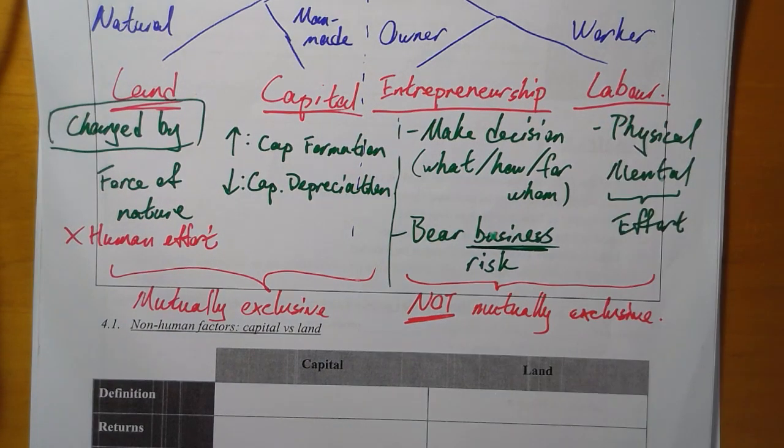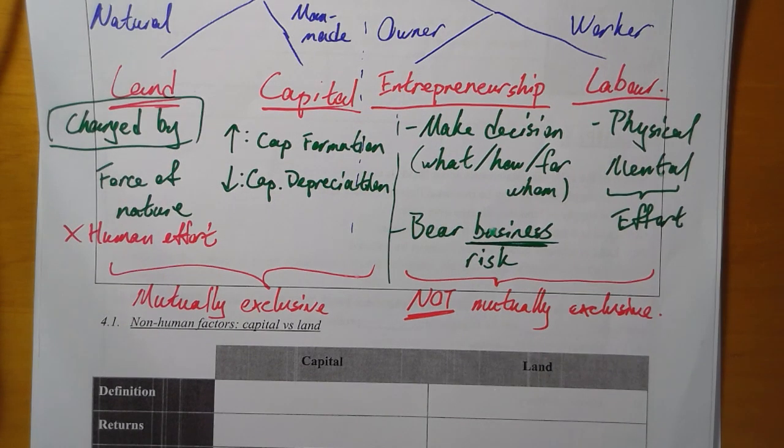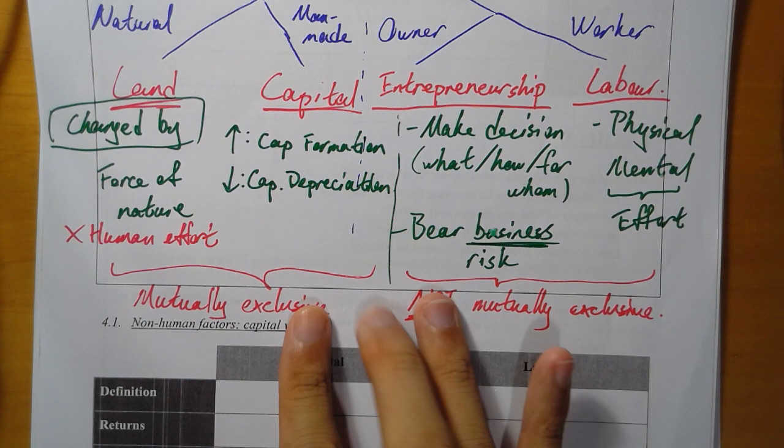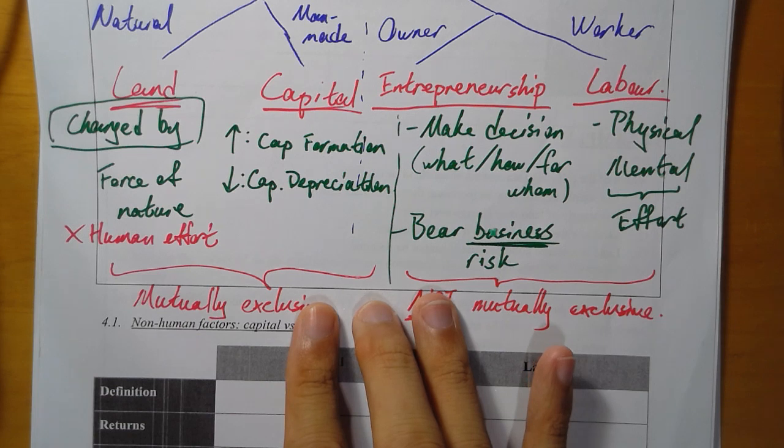Alright? So here, remember, human side, not mutually exclusive. 可以又係 entrepreneurship 又係 labor 啦。On the other hand, land and capital, they must be mutually exclusive. 係一個就唔會係第二個啦。Alright? 得唔得？ So here, I would say that is the most important definitions and differences.